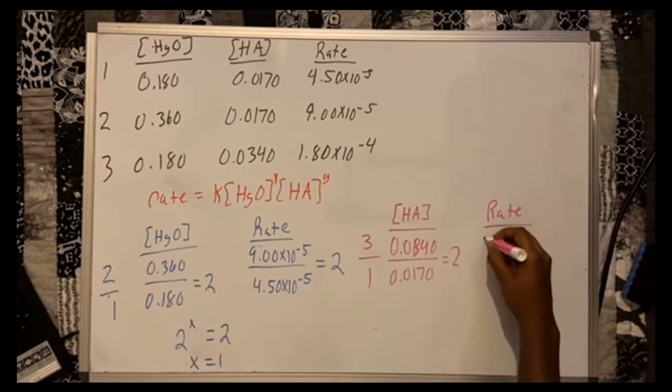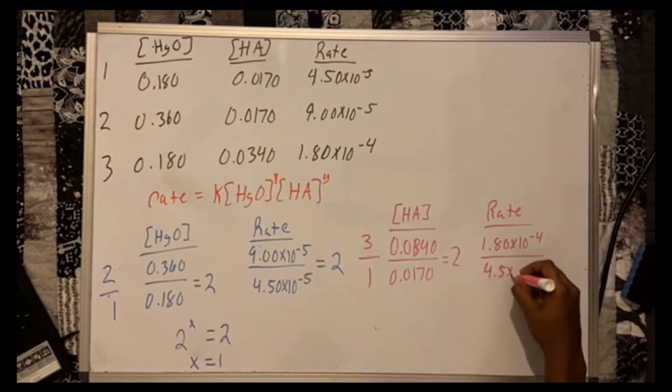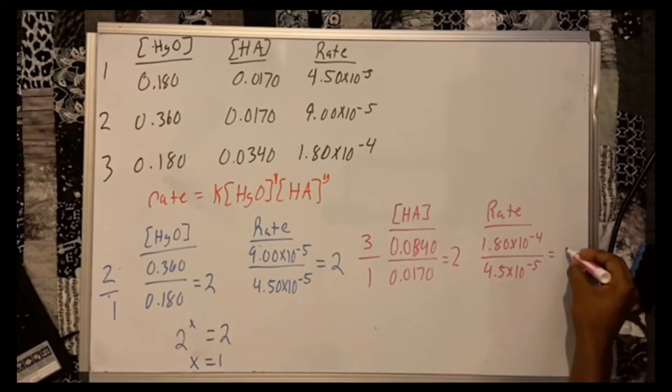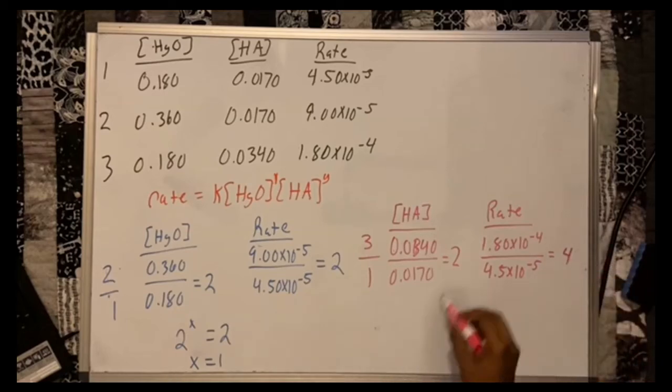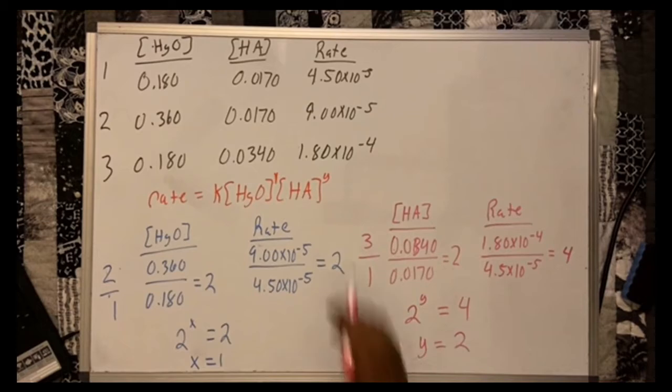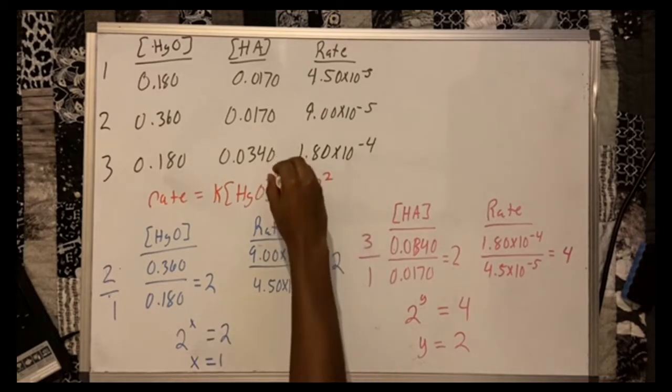And then my rate is going to be 1.80 times 10 to the negative 4 over my 4.5 times 10 to the negative 5. Can't do that one in my head. Is 4. Okay, do the same thing now, except with the y. So 2 to the y equals 4, so y needs to be 2, right? 2 squared is 4. So y is 2. So there it is. There's our rate law. We have it.